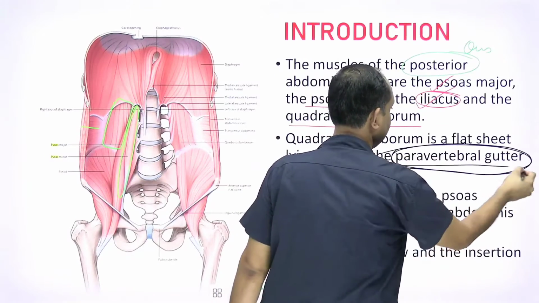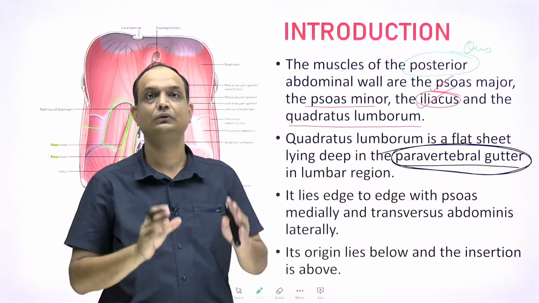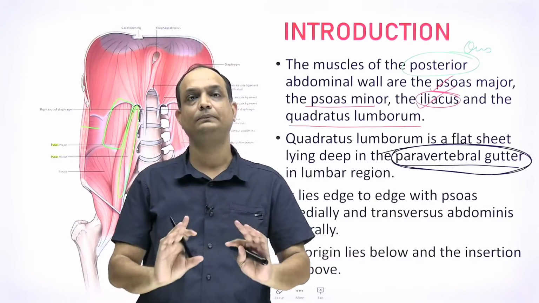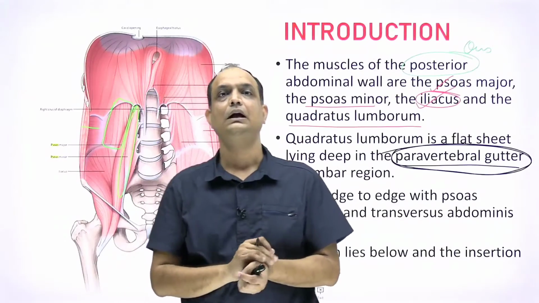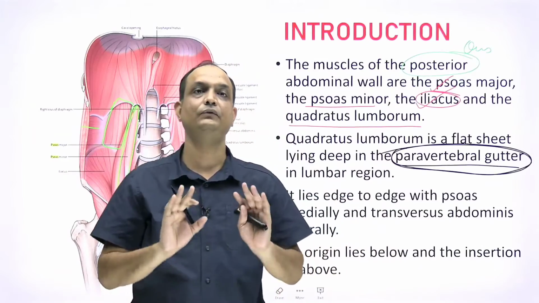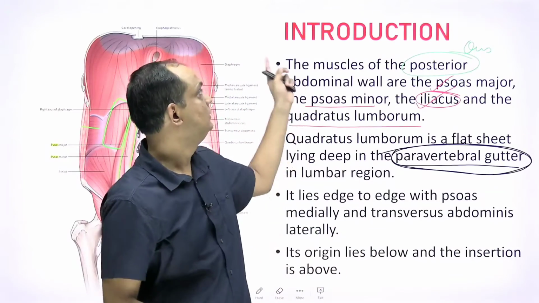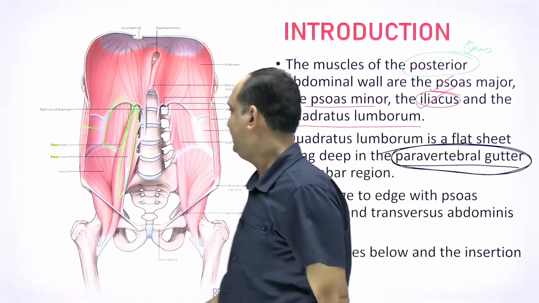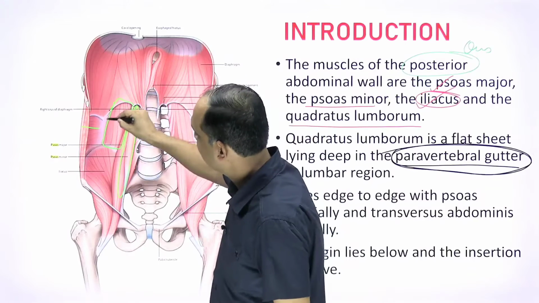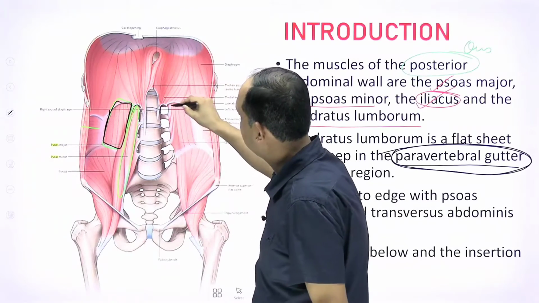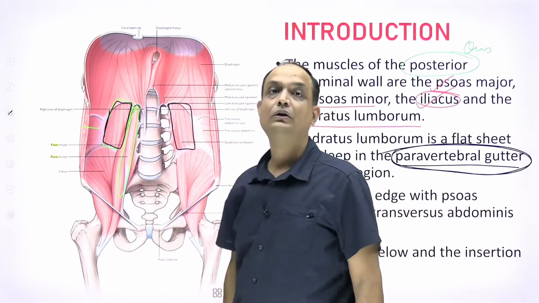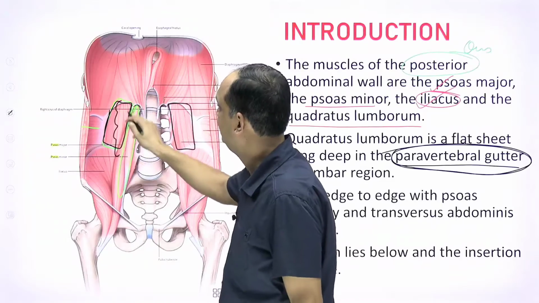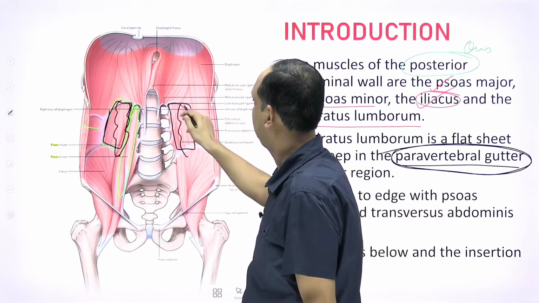Now my dear students, you have to keep in mind which muscle is here in the paravertebral gutter. When you are reading the colon, ascending colon or descending colon, we always say that the colons are present in the paravertebral gutter, and they are posteriorly related to which muscle? The answer is quadratus lumborum. Why? Because the quadratus lumborum is present here, and this area is responsible for the formation of your paravertebral gutter. That means your colons are present here in this part of your abdominal area.